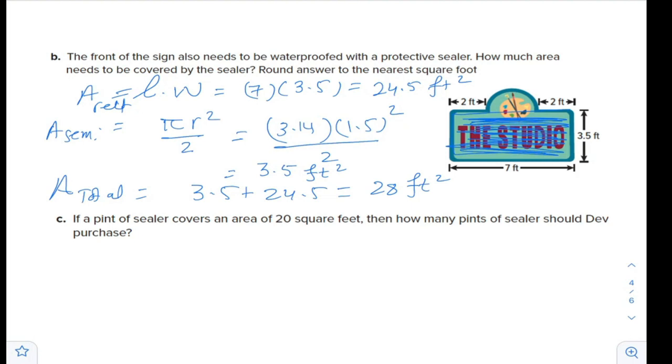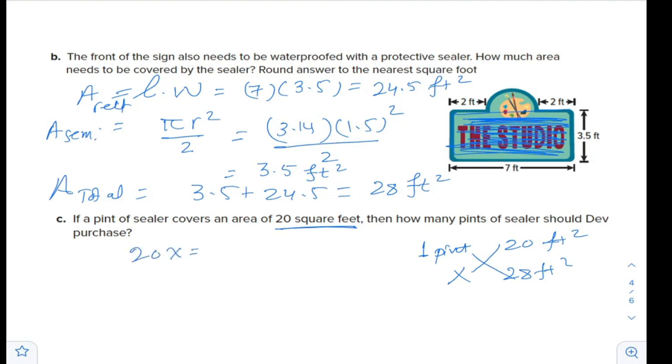If a pint of sealer covers the area of 20 square feet, then how many pints of sealer should have been purchased? Each pint, assume it's like a can, covers 20 square feet. So if we have 28 square feet, how many pints are you going to need? You can cross multiply if you want.